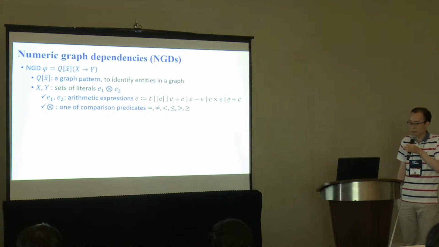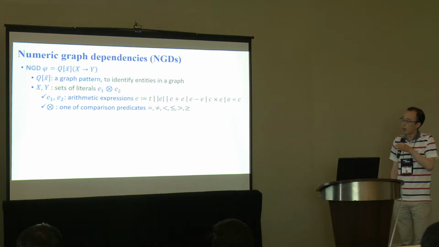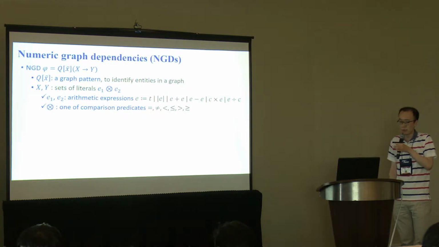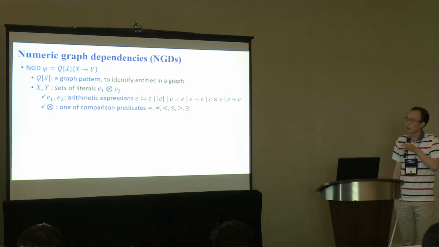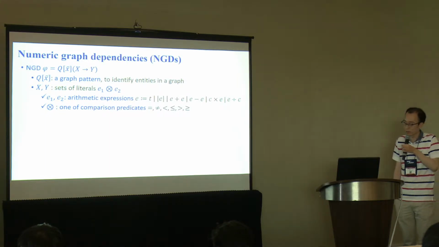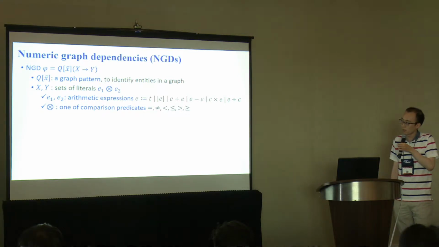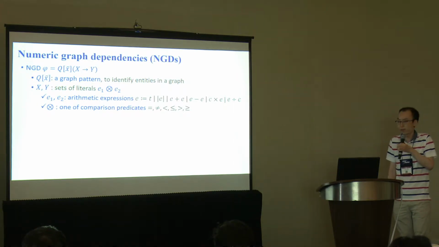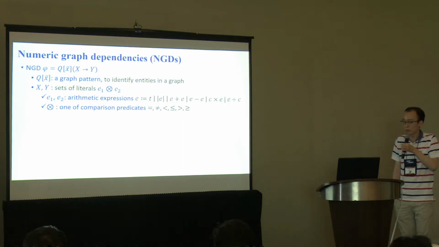Each NGD consists of a graph pattern Q and an attribute dependency in the form of X implies Y. The pattern is indeed a topological constraint to identify the entities within a graph, which also indicates the scope of the attribute dependency to be enforced. And X and Y are sets of literals defined with arithmetic expressions connected by several built-in predicates, not limited to equality.